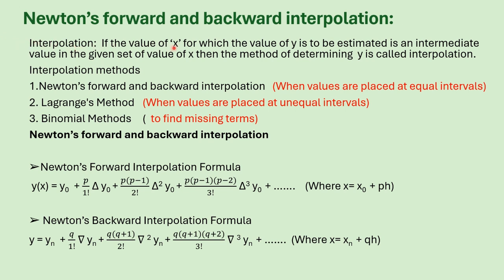Interpolation: if the value of x for which the value of y is to be estimated is an intermediate value within the given set of x, then the method of determining y is called interpolation. The interpolation method can be Newton's forward and backward interpolation, where the values are placed at equal intervals; Lagrange's method, when they are placed at unequal intervals; and binomial, when terms are missing.